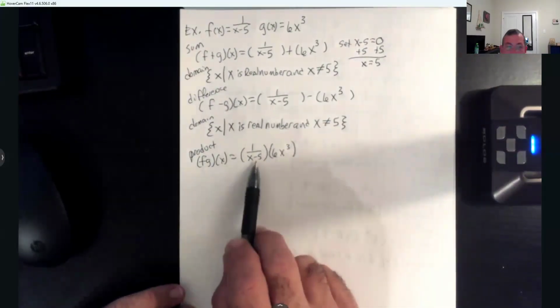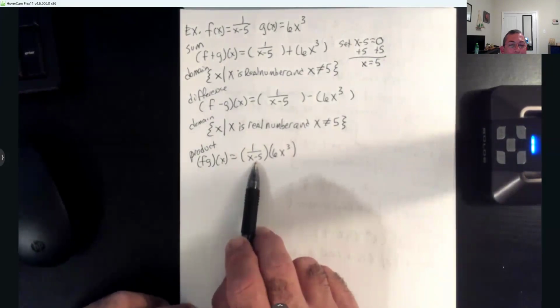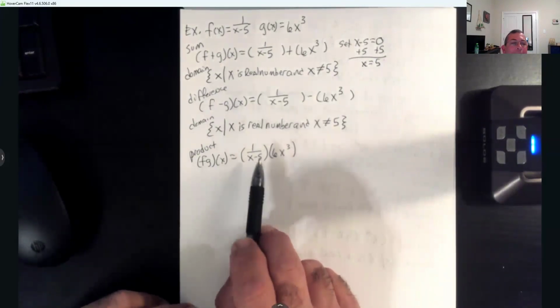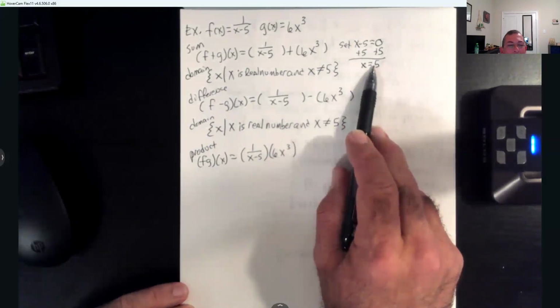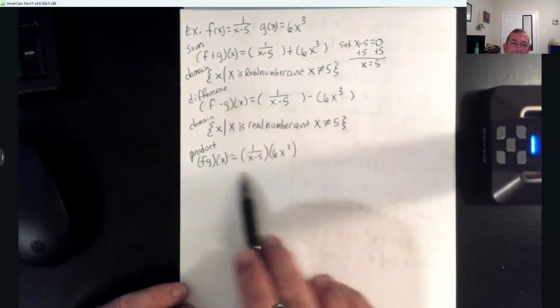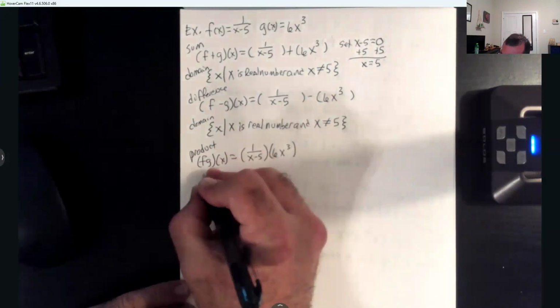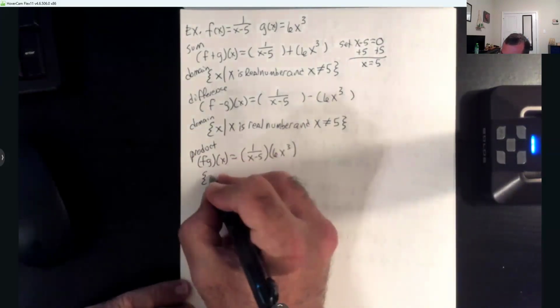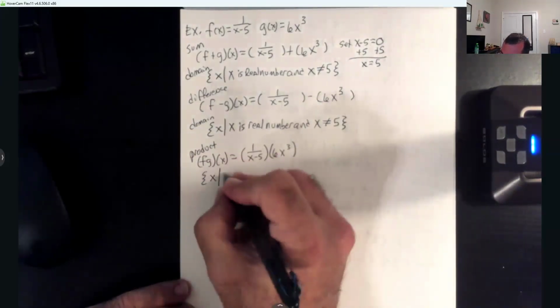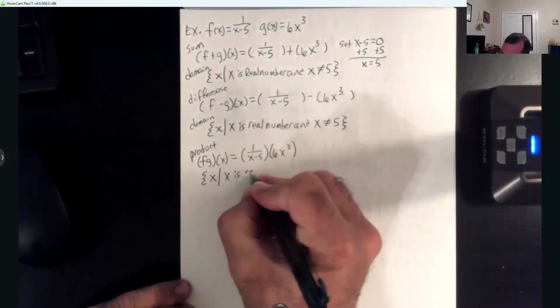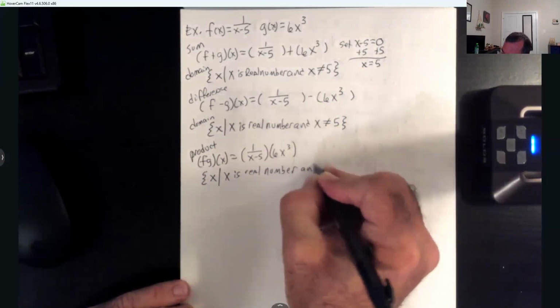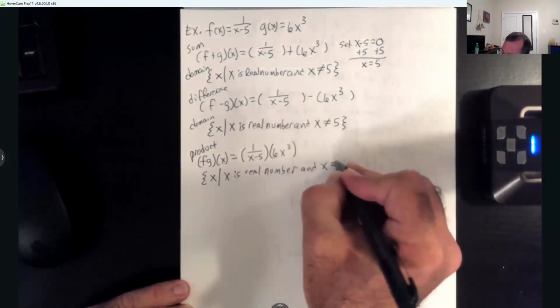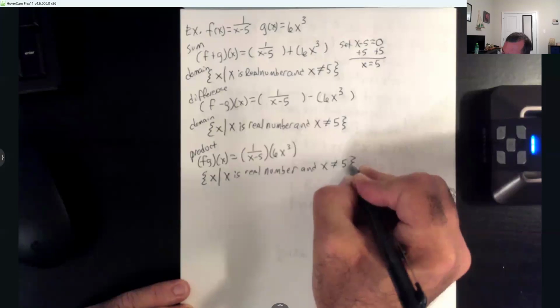Well, y'all, guess what? I still only got the one fraction to worry about here. And that x still cannot equal that 5 up there. So for the third time, my domain is going to be the same. It'll be x such that x is a real number and x cannot equal 5.